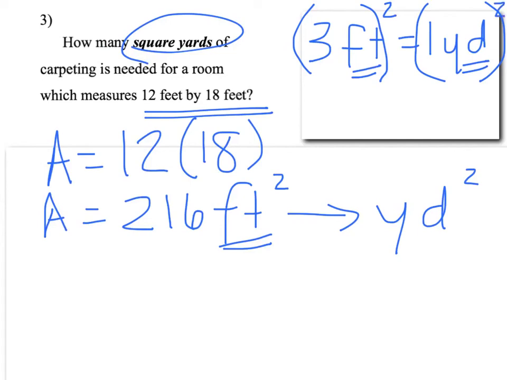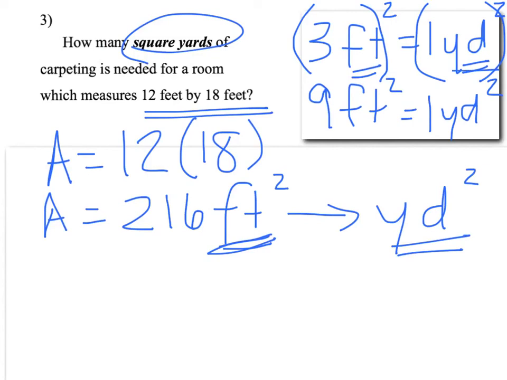So again, you're going to have to multiply the number. So 3 times 3 is 9, and feet times feet is square feet. Again, doing that for yards. 1 times 1 is 1. Yards times yards is square yards. So to convert square feet to square yards, you have to use this conversion factor instead of feet to yard. You have to make sure your units are correct.